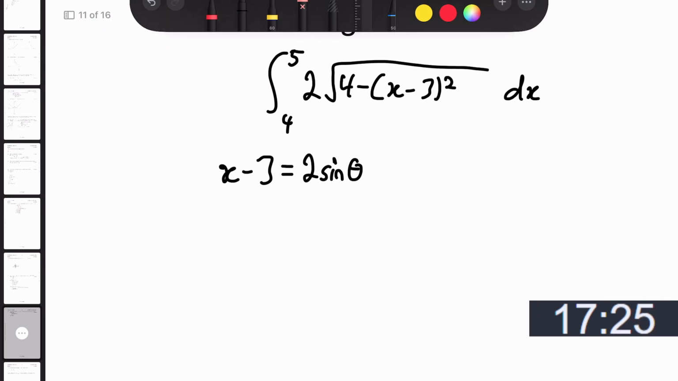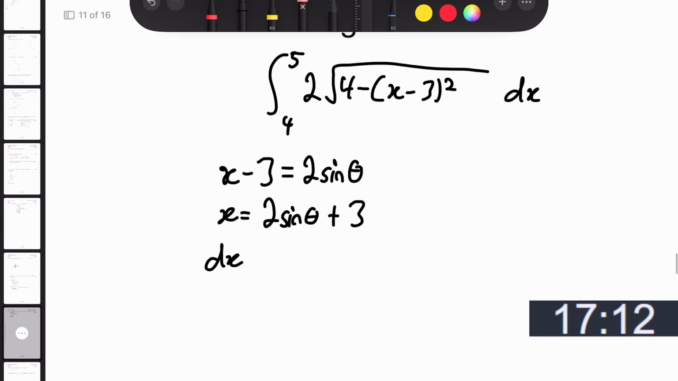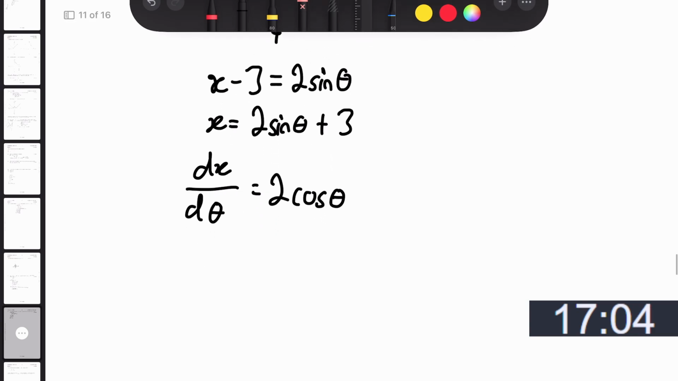So now let's do x is going to be equal to 2 sine of theta plus 3. So then let's say dx d theta is going to equal 2 cosine of theta. So then we'll say dx is equal to 2 cosine of theta d theta.